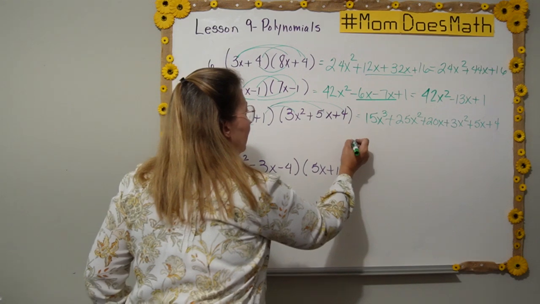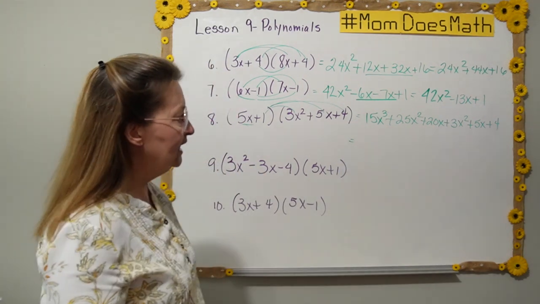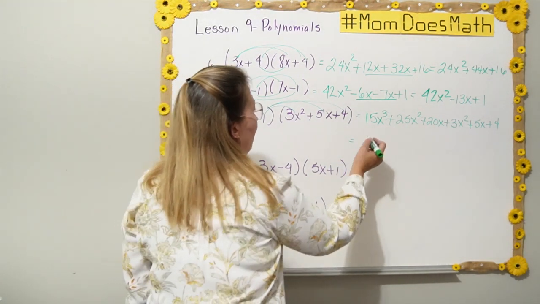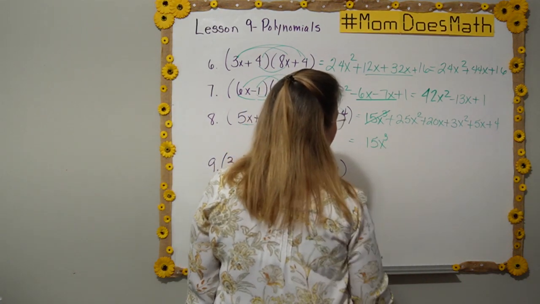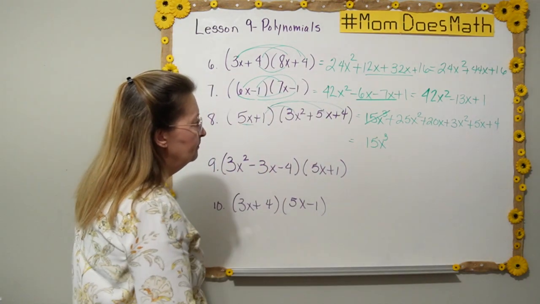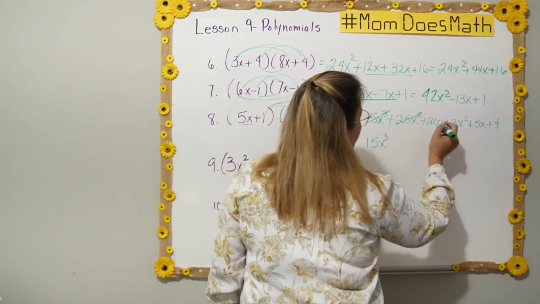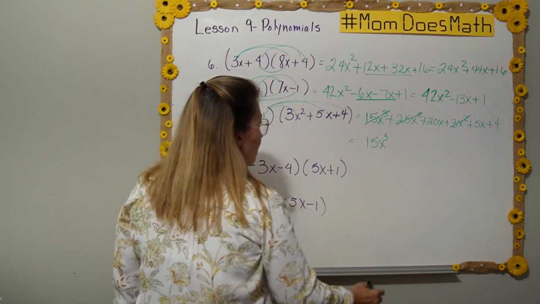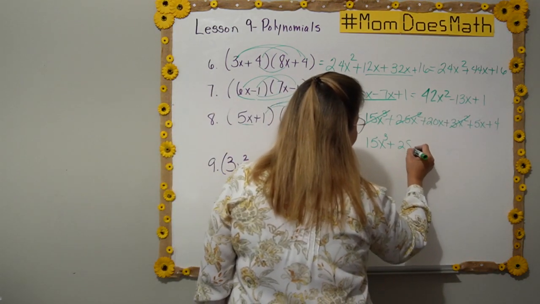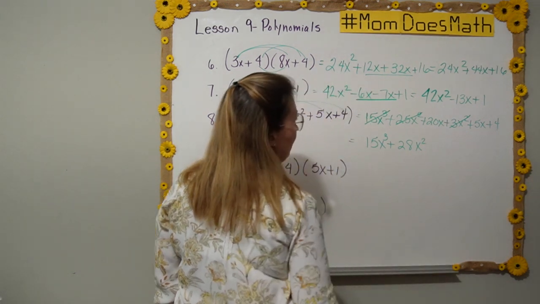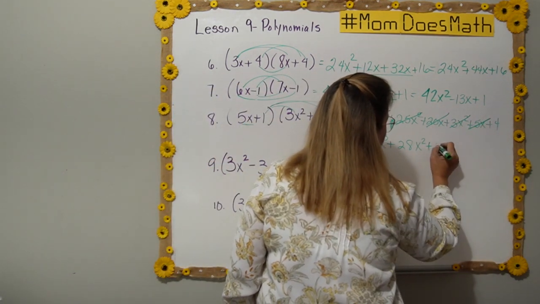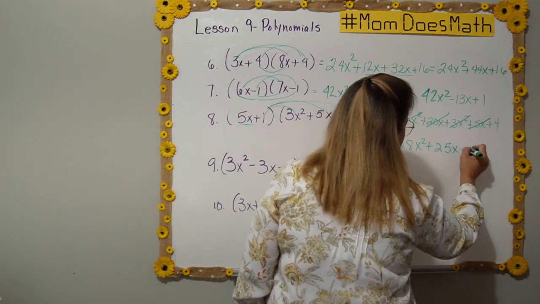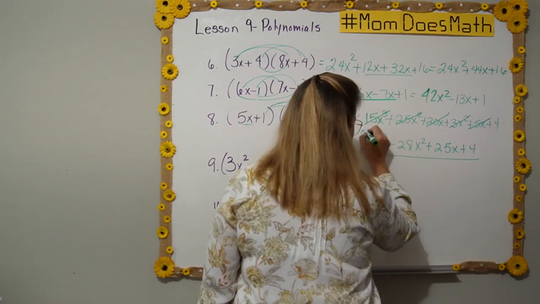Now I need to go back in here and combine anything that matches. All right, 15x to the third doesn't match anything, but I'm going to cross it out so I'll know I've used it. 25x squared plus 3x squared is positive 28x squared. All right, 20x plus 5x is plus 25x, and then you've got that 4.